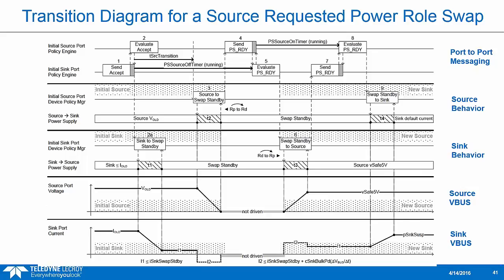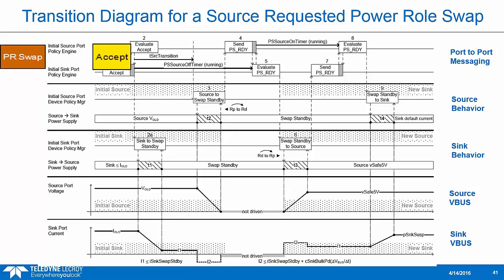Okay, now let's look at the timing windows for a power roll swap. This is one of the more complex tests for a PD device. The actual message sequence over the CC channel is pretty simple. The source sends a PR swap request. Of course, the device can issue an accept, a reject, or a wait. Ultimately, it will have to issue an accept to pass this test.